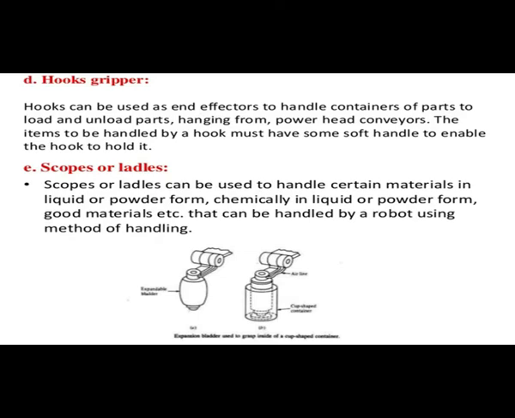Next, scoops and ladles can be used to handle certain materials in liquid or powder form. Chemicals in liquid or powder form, food materials, granular substances and molten metals are good examples of materials that can be handled by a robot using this method of holding. One of its limitations is that the amount of material being scooped by the robot is sometimes difficult to control.